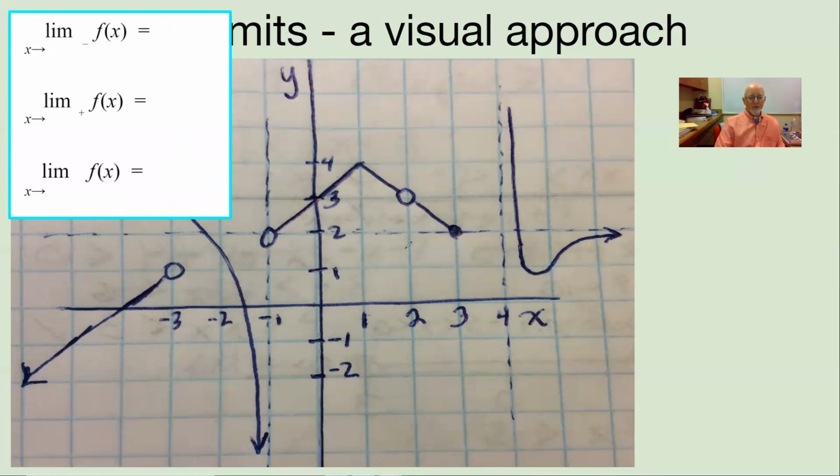Let's look at the next value. Let's look at 2. What happens as x is approaching 2 from the left? What's going on here, right? We're getting towards this open circle, right?